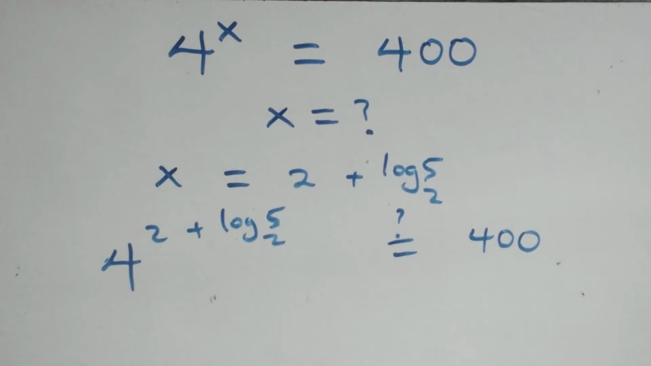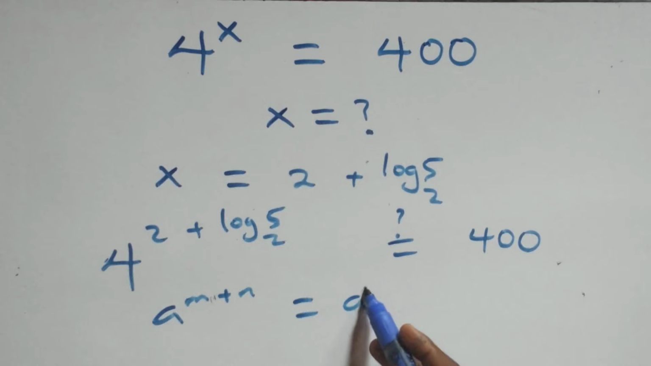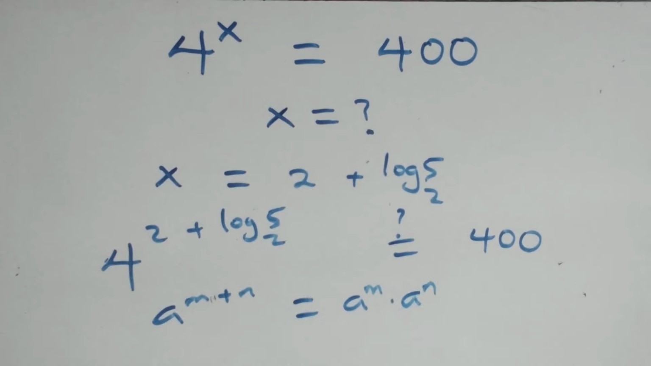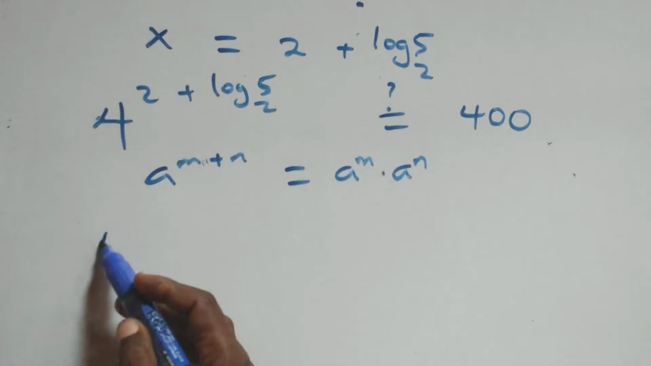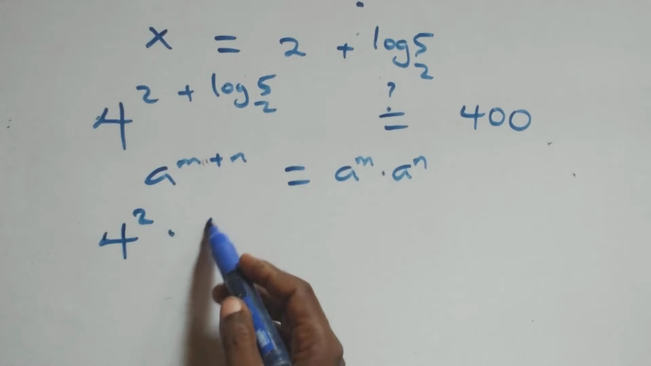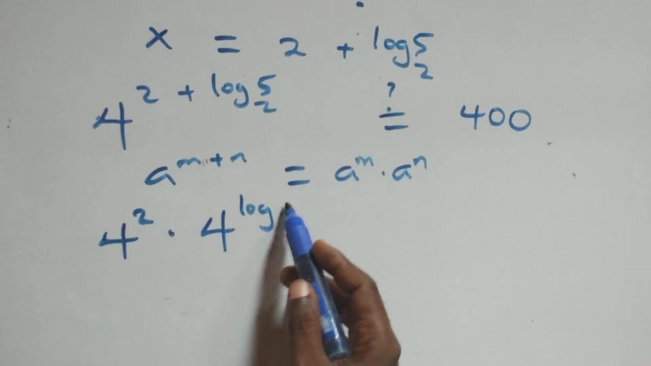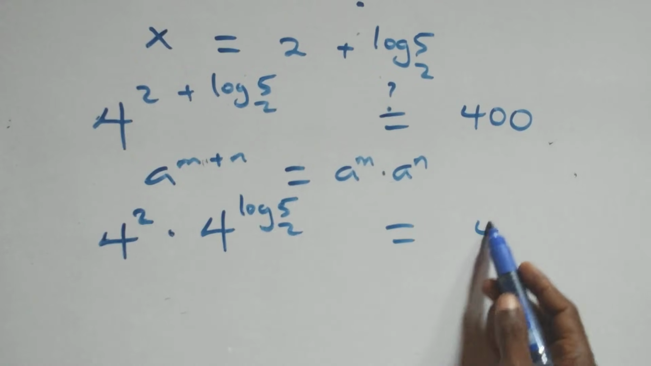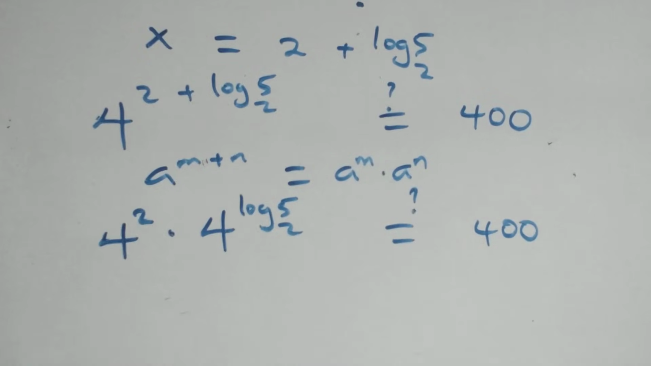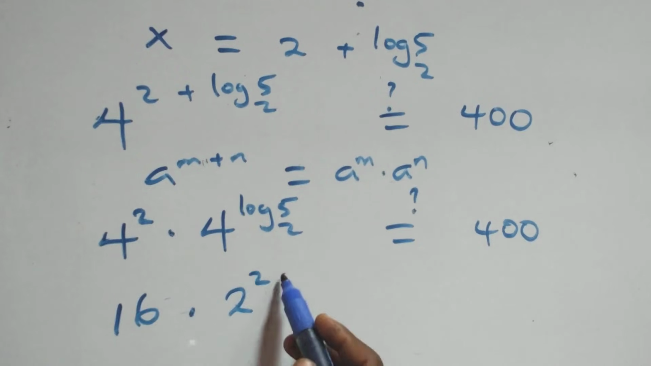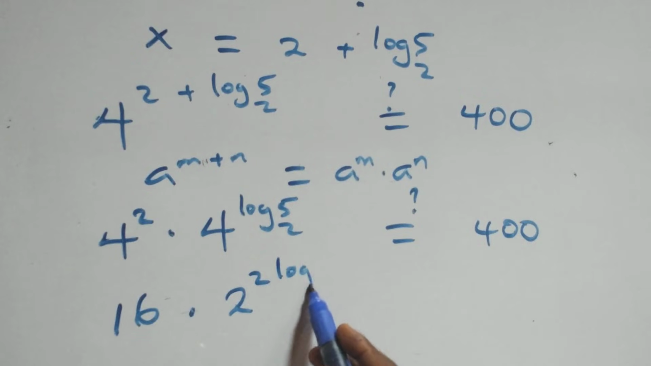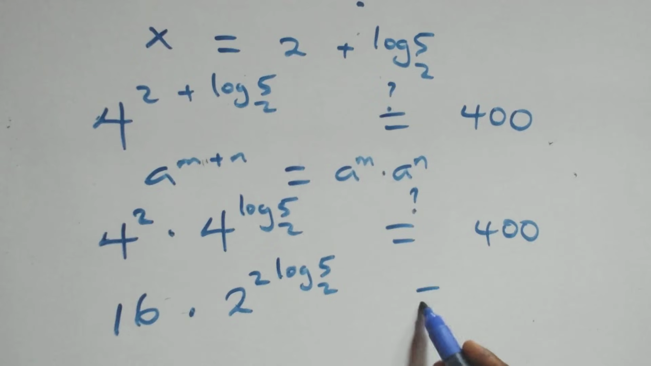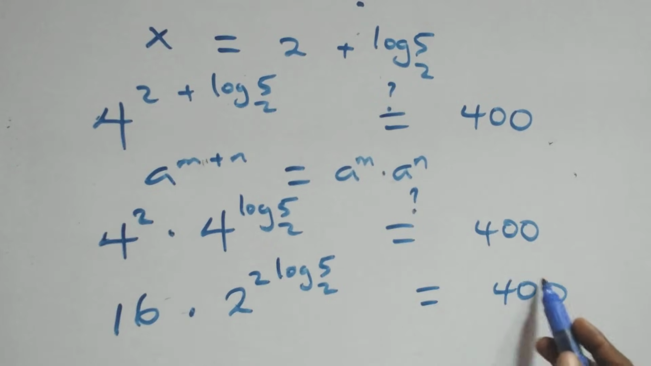Then this follows the law of indices. When we have a raised to power m plus n, this is the same thing as a raised to power m times a raised to power n. Here we have 4 squared times 4 raised to power log 5 base 2. Is this equal to 400 on this side? In 4 squared here, 4 times 4, that's 16 times. Here we can write 4 as 2 squared, which is also raised to power log 5 base 2. Is this equal to 400 on this side?